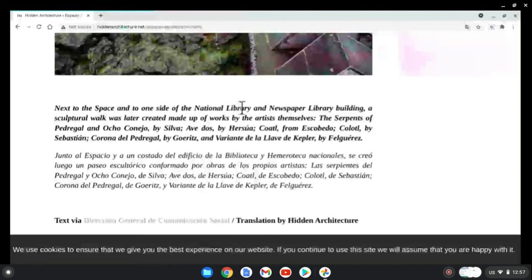Next to the space and to one side of the National Library and the newspaper library building, a sculpture walk was later created, made up of works by the artists themselves, the Serpents of Pedregal and Ocho Conejo by Silva, Avedos by Jerusua Godel from Escobedo, Godel by Sebastian, and Quetzalcoatl, the bearded bird serpent. Okay, Corona de Pedregal. We're just going to move on from there.